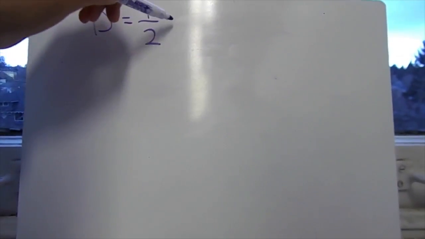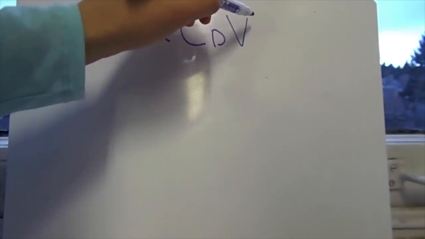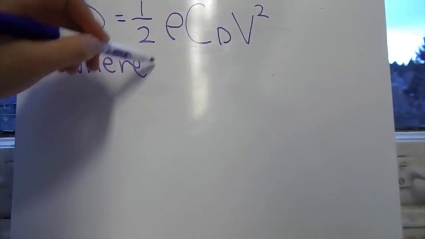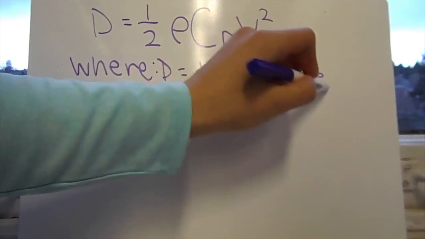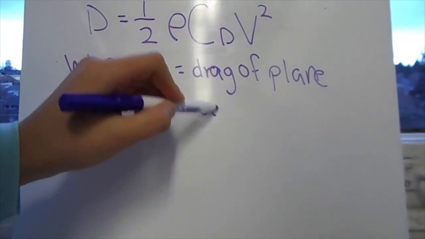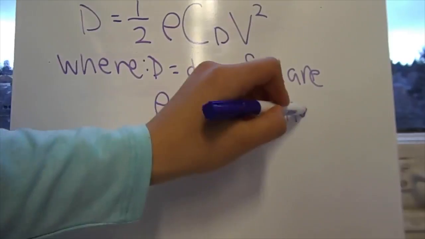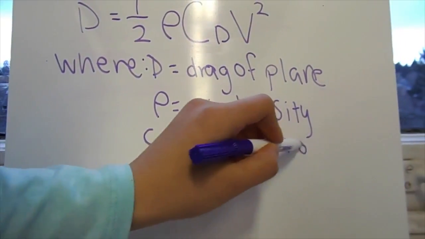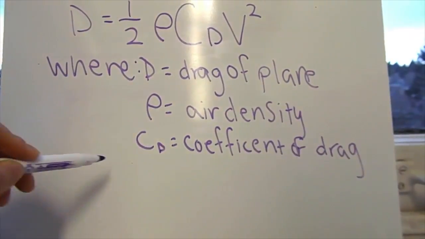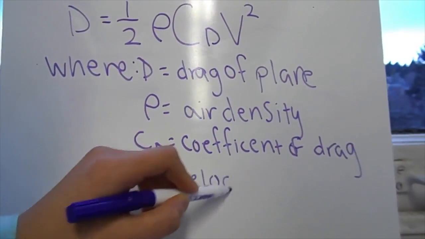The first formula is to find the drag of the airplane. It is where D is the drag of the airplane. The Greek letter rho is the air density. CD is the coefficient of drag. And v is the velocity of the plane.